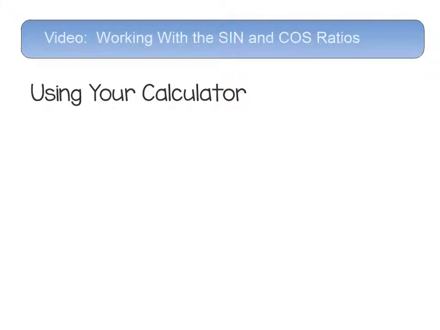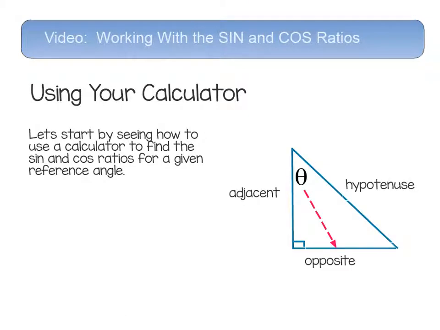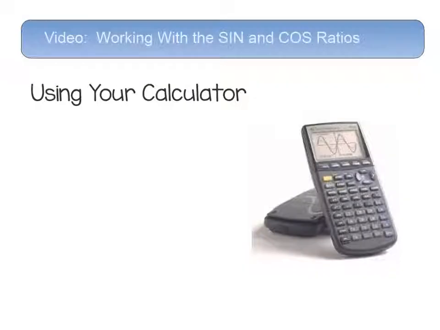Using your calculator. Let's start by seeing how to use a calculator to find the value for the sine and cos ratios when given a particular reference angle. Follow the steps given. These steps are for a Texas Instruments 83 graphing calculator. Now, let's take a look at an example.